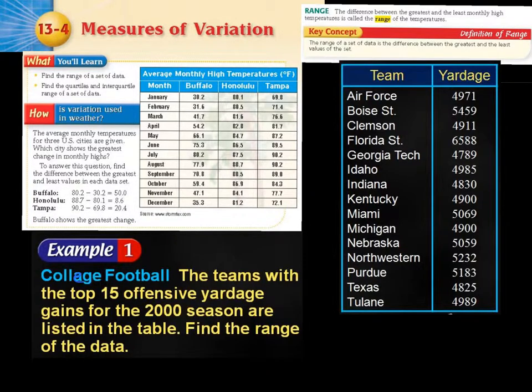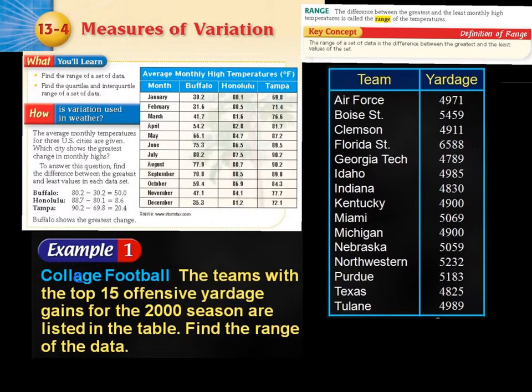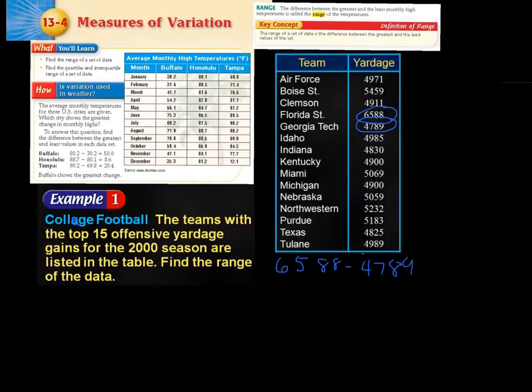I love finding typos. College, not collage football. The teams with the top 15 offensive yard gains for the 2000 season are listed in the table. Find the range in the data. So range, we said, is the largest, which in this case would be 6,588 minus the least, looks like 4,789, which happened to be right next to it. And the range is 1,799 yards.